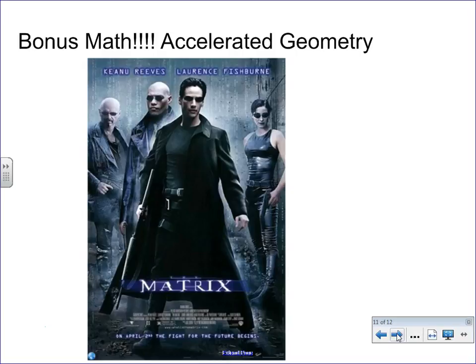All right, once again, we'll do some bonus geometry with the accelerated group, learn more about the matrix. But those of you who are in the normal pace, you learned about how to do rotations, what the rules of rotation are on the coordinate plane, so you can get to work on the practice then in class.